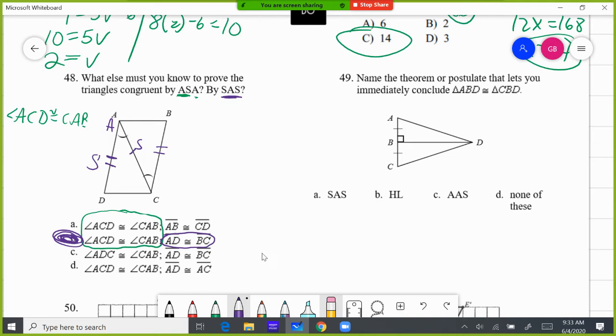For 49, name the theorem or postulate that lets you immediately conclude that triangle ABD is congruent to CBD. Yeah, go for it. Nice. Side angle side. Alrighty. Good job.